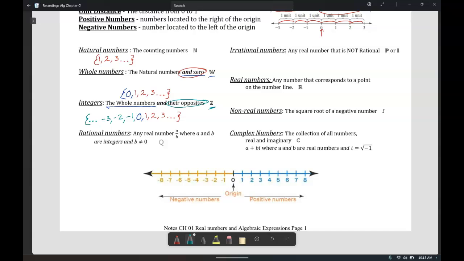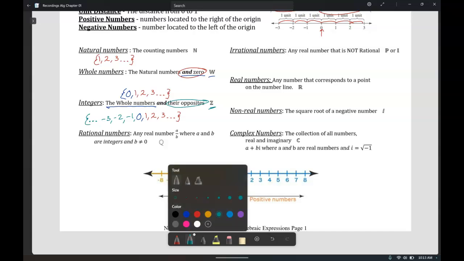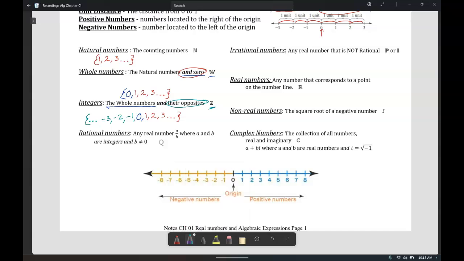Next, building on top of that, is our rational numbers. What we can see is that it's any real number of the form A over B, where A and B are integers. So we see how it's building on the set of integers, but now we say, okay, what if I take one integer as a numerator and another integer as a denominator, and we make fractions? And so that's where we get our rational numbers.